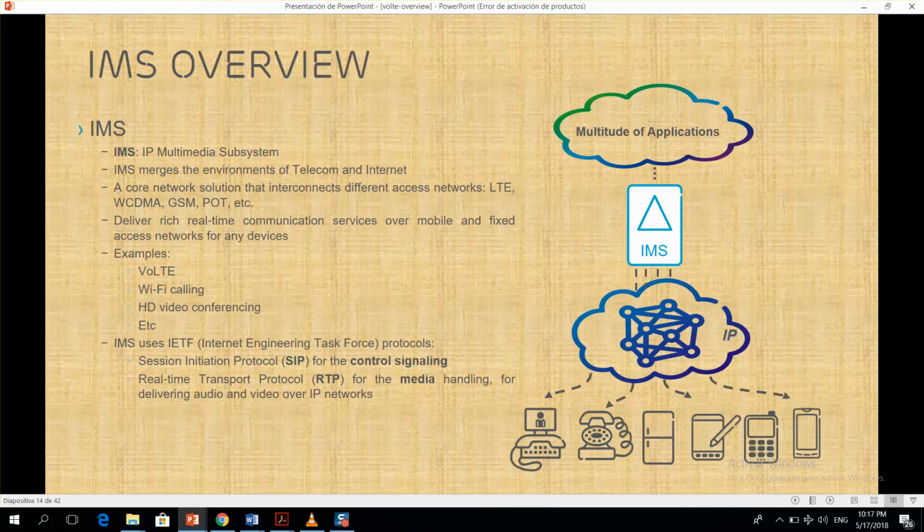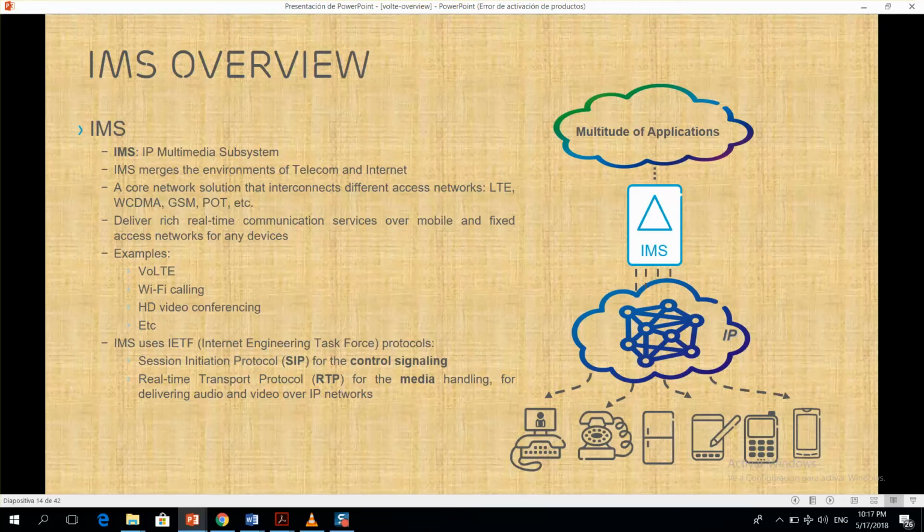Now we come to the IMS overview. IMS is the IP Multimedia Subsystem. IMS manages the environment of telecom and internet, a core network solution that interconnects different access networks: LTE, WCDMA, GSM, POTS. IMS delivers rich real-time communication services over mobile and fixed access networks for any devices. These are examples of the services that are being given by IMS.